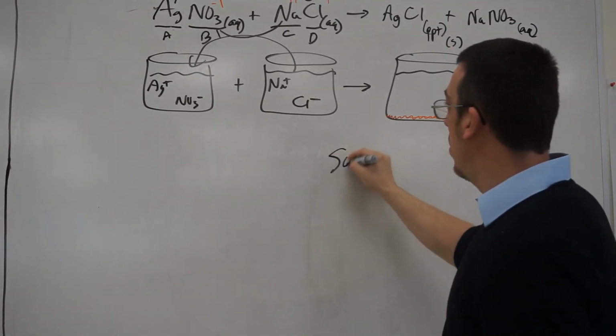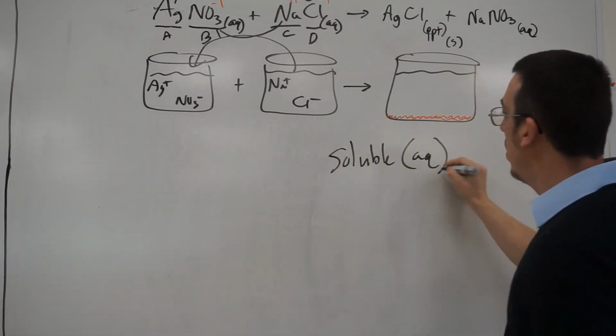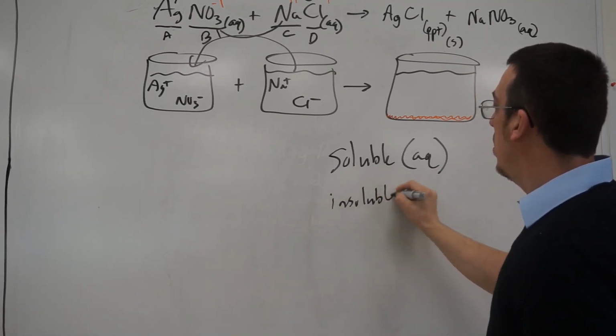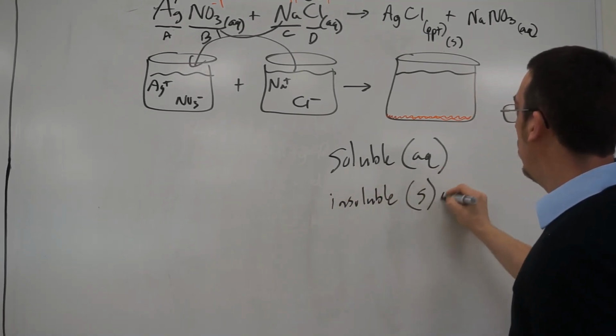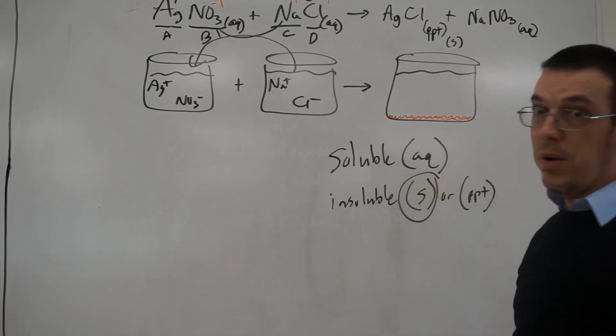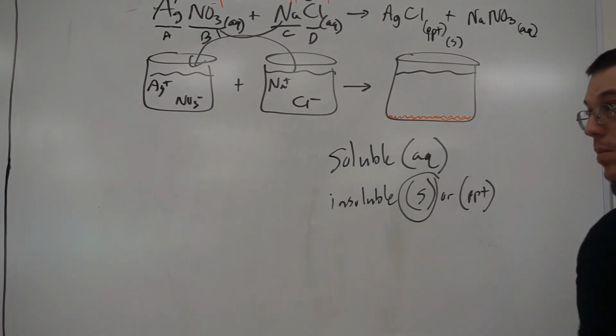Write this down. If you are soluble, you'll write AQ. If you are insoluble, you'll write solid or PPT. This is the more common way. So that's one example of a double replacement reaction.